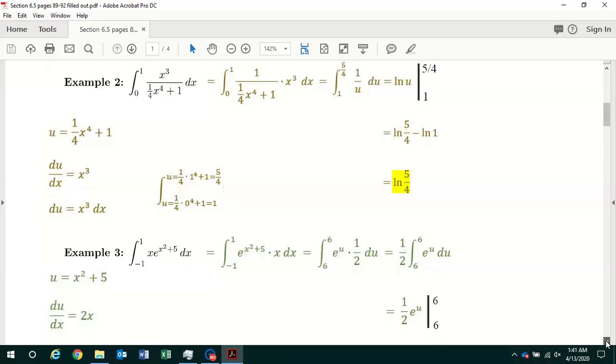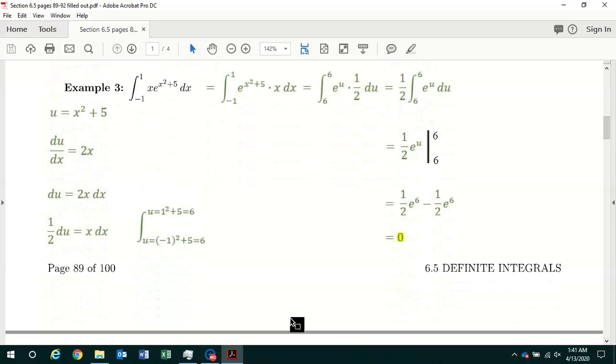All right, class, so let's move on to example 3 at the bottom of the page. We have to find the definite integral from -1 to 1 of x times e to the x squared plus 5 power with respect to x. Well, if you look at the exponent on the number e, x squared plus 5, the derivative of that is 2x. We have the x, we don't have the 2, but we can still use the u substitution method.